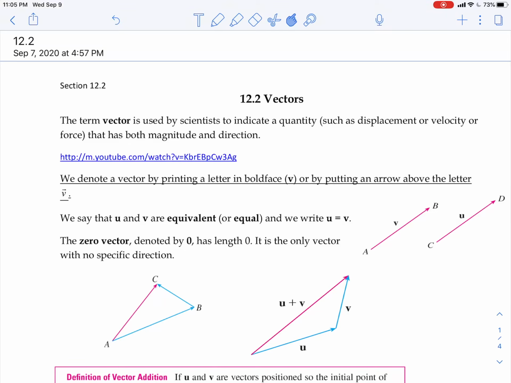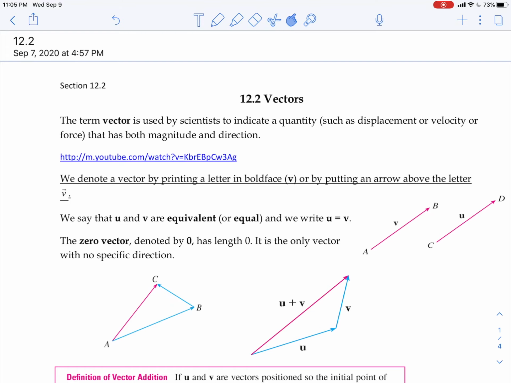All right, welcome to the next section of Calculus 3, where we're going to mainly be dealing with vectors. And basically, what a vector is, or the term vector, is used by scientists to indicate a quantity such as displacement or velocity or force that has both magnitude and direction. Again, magnitude is going to be basically the speed that we're dealing with, and the vector is going to show us the direction in which we're going.